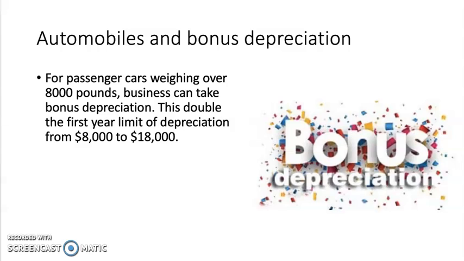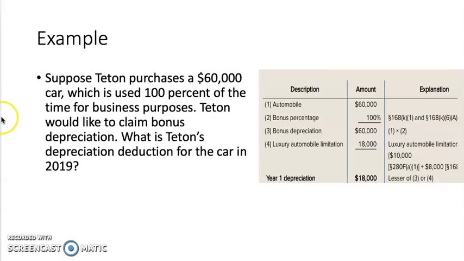Automobiles and bonus depreciation. For a passenger car weighing over 8,000 pounds, bonus depreciation can be taken by a business. This doubles the first year. It's limited depreciation from $8,000 to $18,000. So again, this can greatly reduce taxable net income. Fun fact: I heard when the Tesla Cybertruck first came out, business owners were actually enthusiastic that it was just slightly over 8,000 pounds, so they can actually double depreciate this.